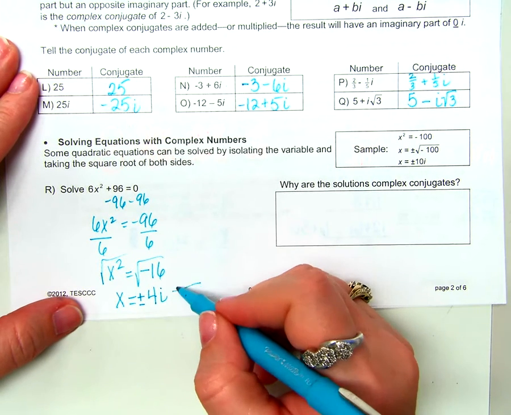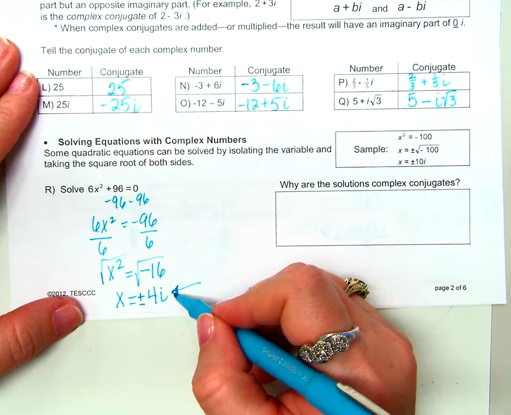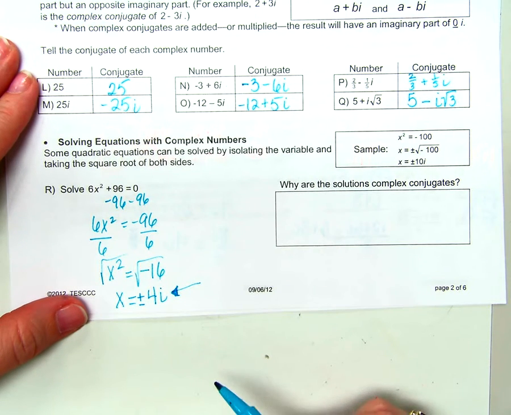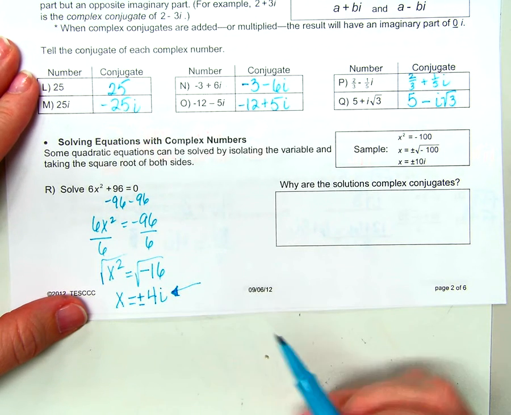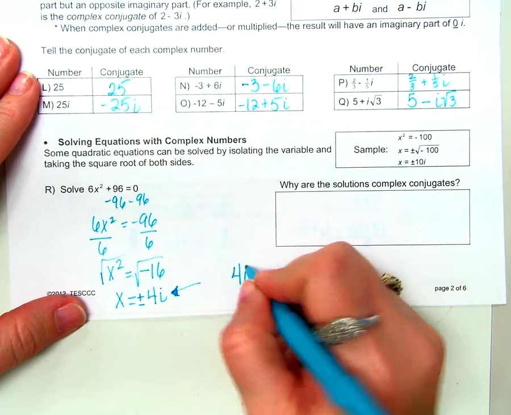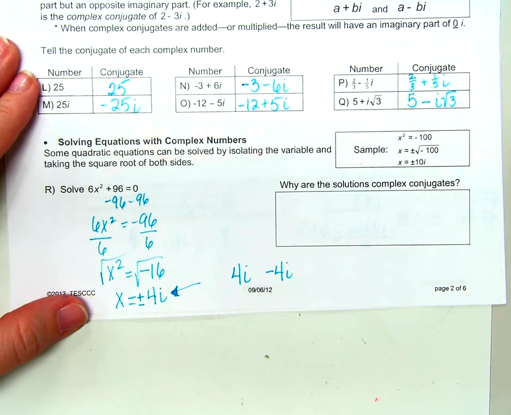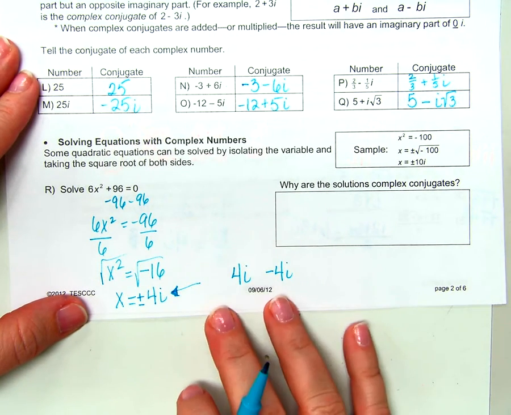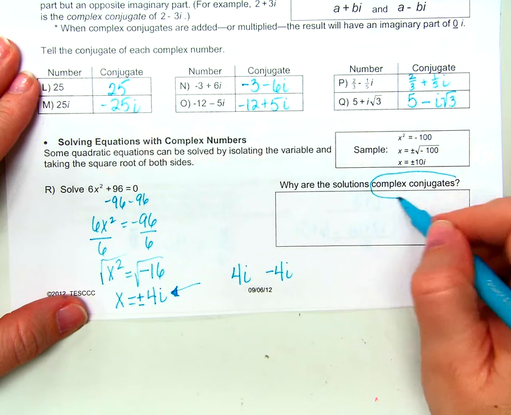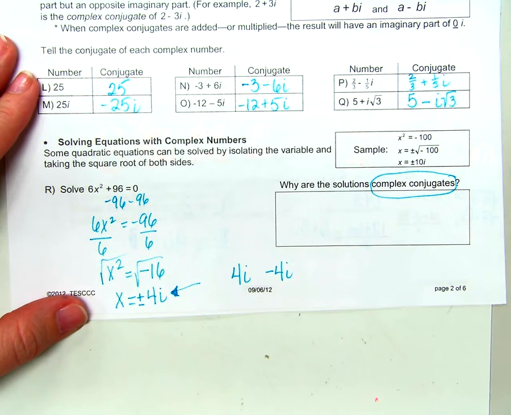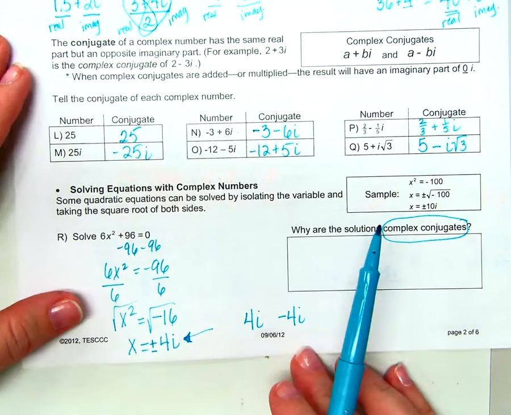Last thing I want to ask you before I tell you your homework is this problem right here. What do you notice about the two answers? Please understand that's one answer and that's one answer. What do you notice about those two? They are conjugates of each other, aren't they? Do you know why they're complex conjugates of each other?